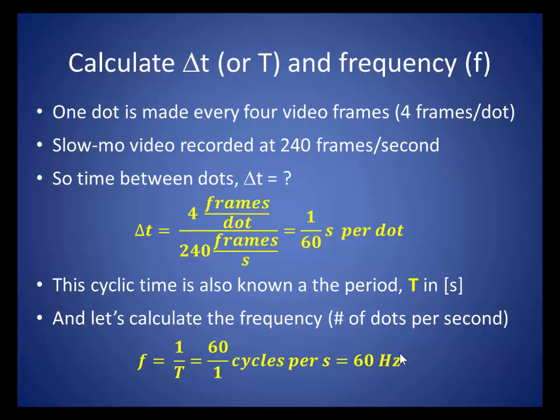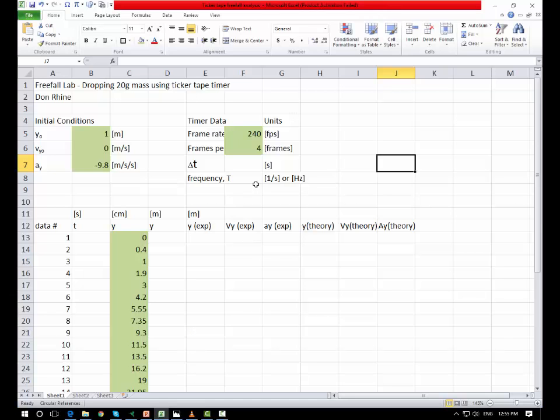So 60 hertz, that's an important number because it turns out that 60 hertz is the frequency of the power coming out of those wall sockets in your house. And that's what our little ticker tape timer is plugged into. So that wall power, 120 volts, 60 hertz, is actually driving our ticker tape at 60 hertz. And so it's making one dot every 1/60th of a second. So we're actually using the frequency of the electricity coming out of your wall socket to drive our little ticker tape timer. So let's repeat that calculation right in our spreadsheet.